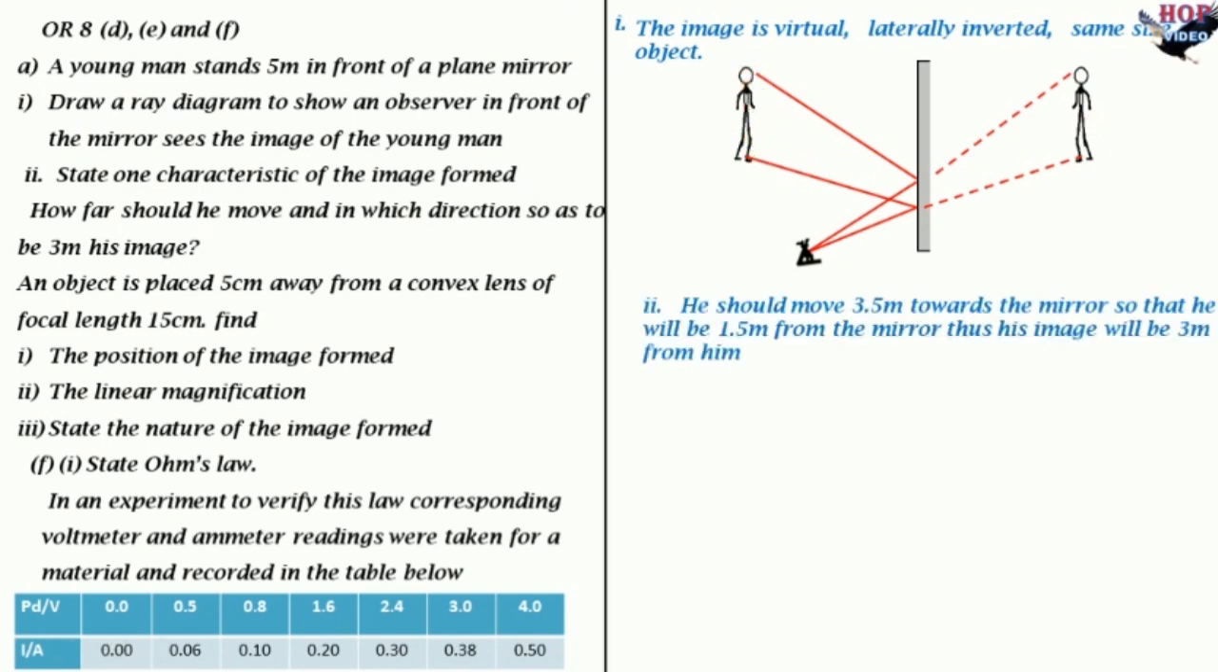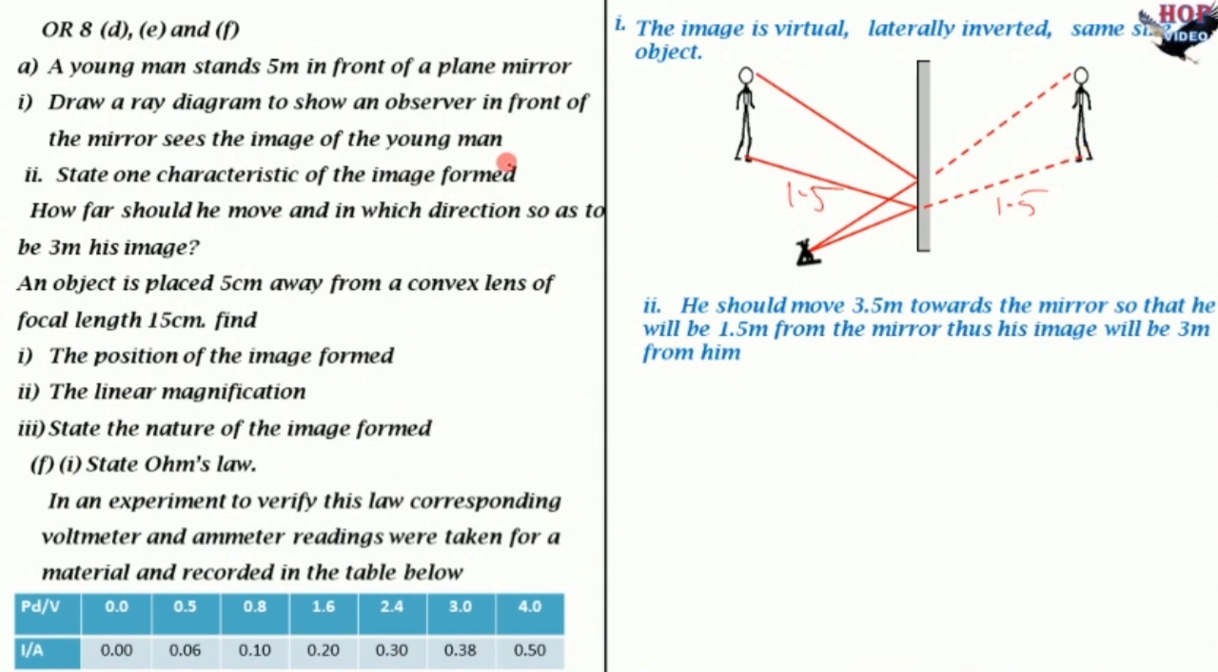How far must the man move so that he should be 3 meters from his image? He should move 3.5 meters towards the mirror so that he will be 1.5 meters from the mirror. Thus, his image will be 3 meters from him. Since we know that the distance from the object to the mirror is the same as the distance from the mirror to the image, it means if the man moves such that he is 1.5 meters here, then his image will be 1.5 meters. Thus, the distance between him and his image will be 3 meters.